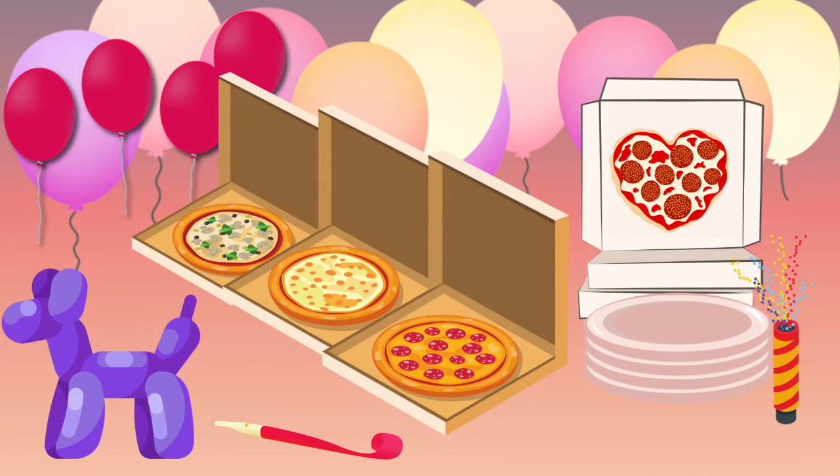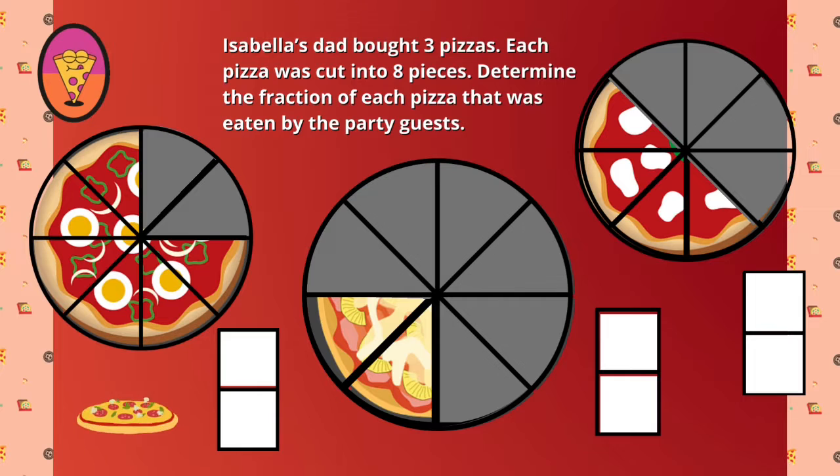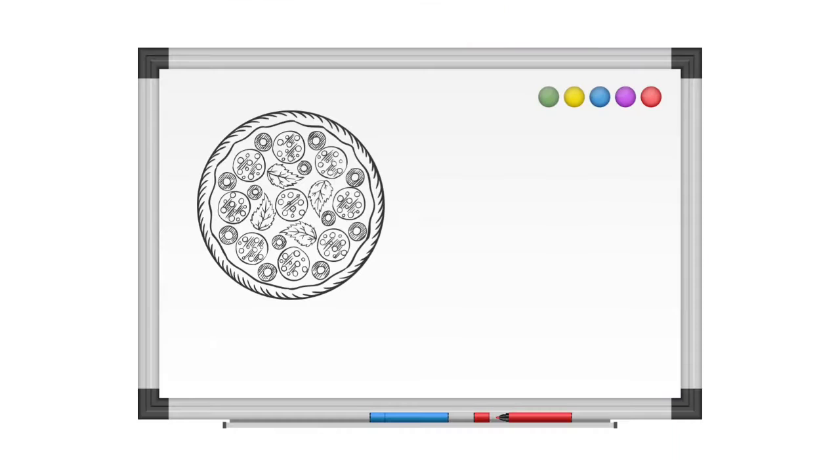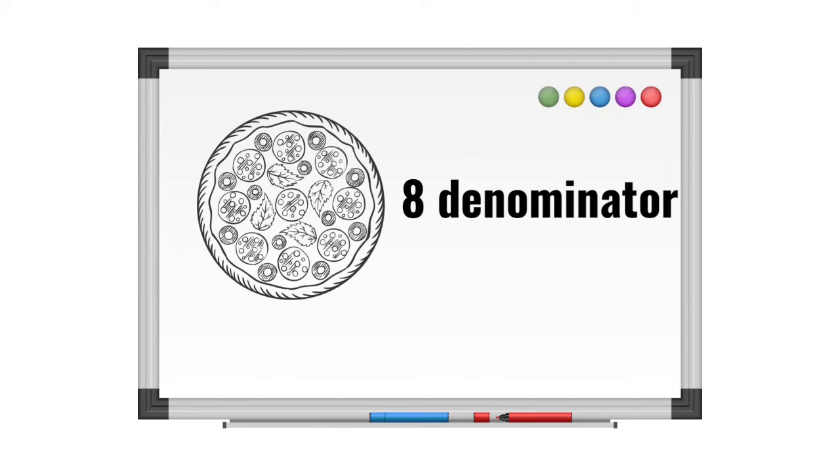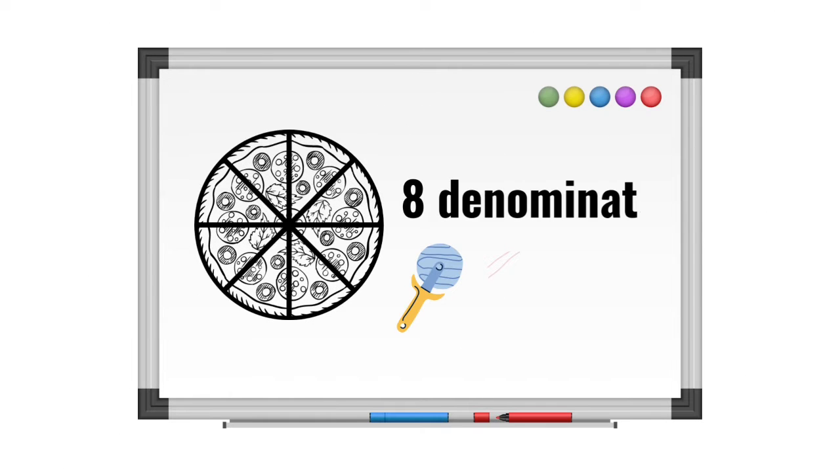Isabella's dad bought 3 pizzas. Each pizza was cut into 8 pieces. Determine the fraction of each pizza that was eaten by the party guests. We start by determining our denominator. Since we are looking at each pizza, then 8 will be the denominator for each fraction.